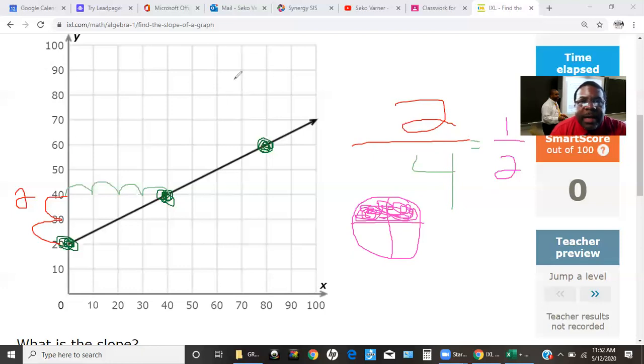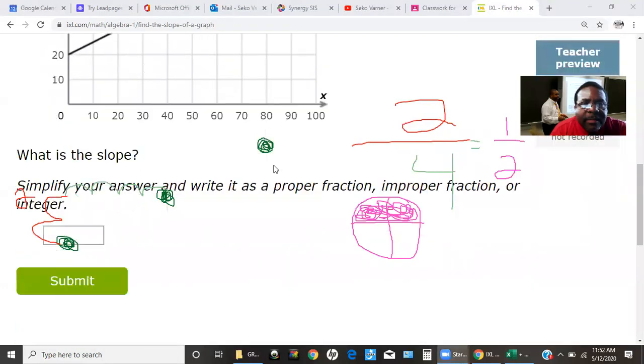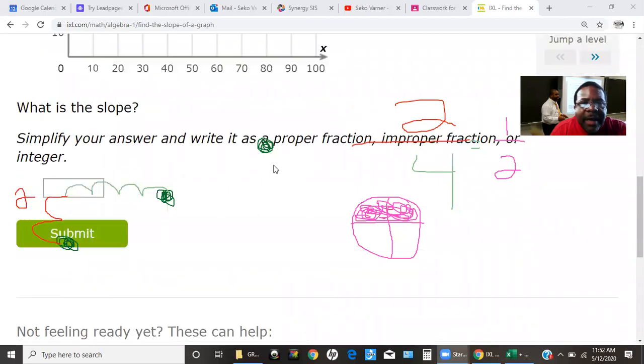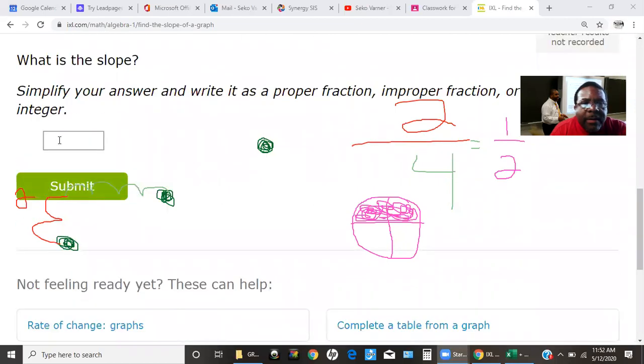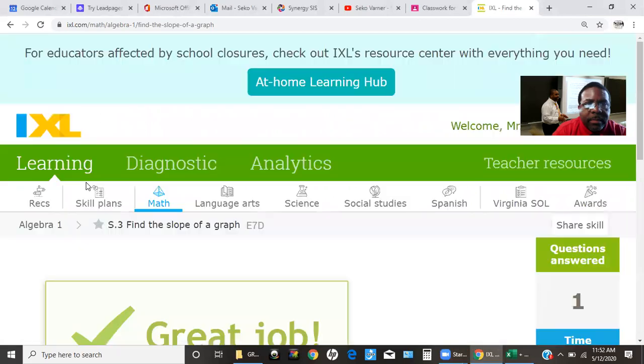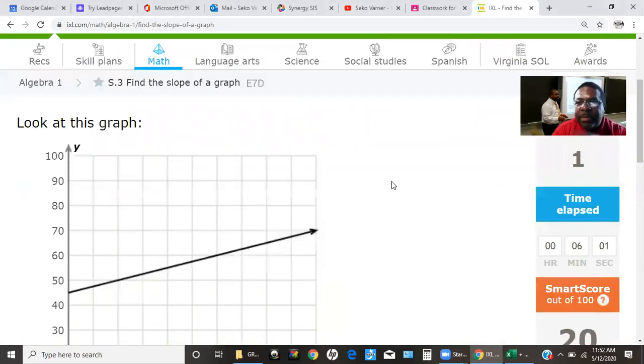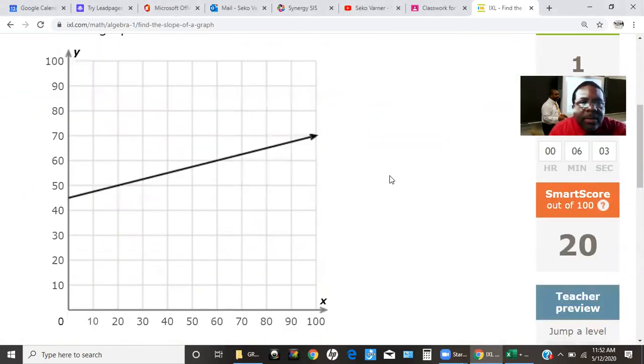Okay, so now let's see. I'm going to put it in as a fraction. Now I can put in 2/4, but the truth is I want to have it in its lowest form. So I'm going to put in 1/2. And let's see if 1/2 is the correct answer. Great job. So I'll give you a second one, okay?